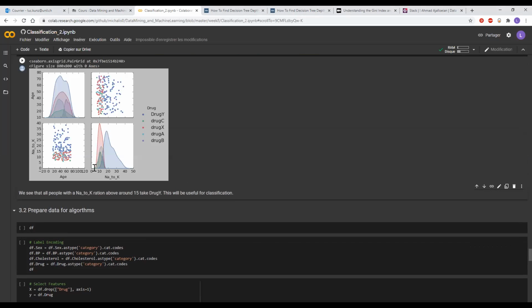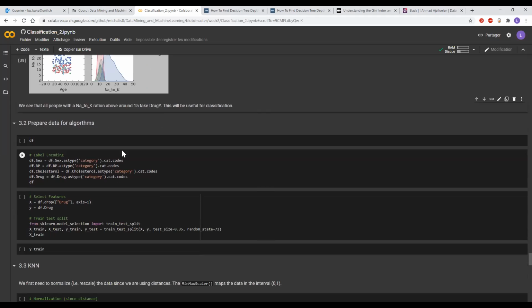We can use a pair plot to show something very interesting in this data, and this also shows that exploratory data analysis is very important, because you can already get a lot of information from your data. In this case, for instance, we see that all people with a Na to K ratio above something like 15 all take the drug Y. This will of course be useful for classification, in particular in the case of a tree, because it is clear that your first split will be here, since it already classifies like 90 people of the drug Y class directly if you use this attribute.